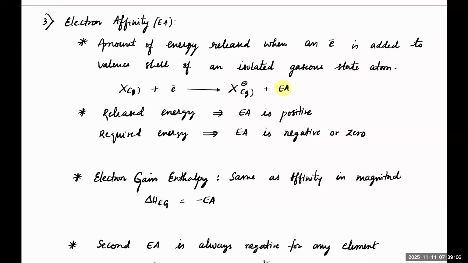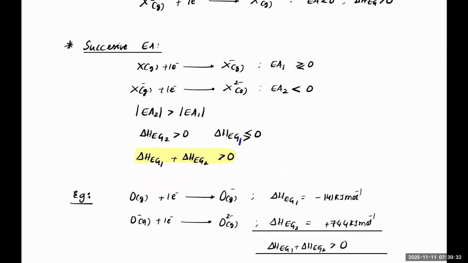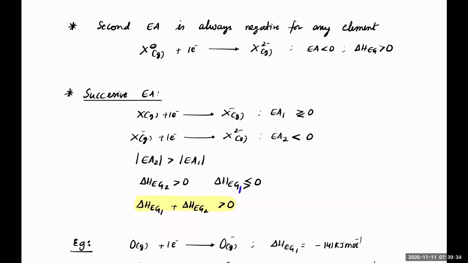Next, notice now electron affinity. Electron affinity is the energy released when an electron has been added to X. Now, when it comes to successive electron affinity, that means adding one electron, then adding one more electron will always give you negative energy. It is not a release of energy.